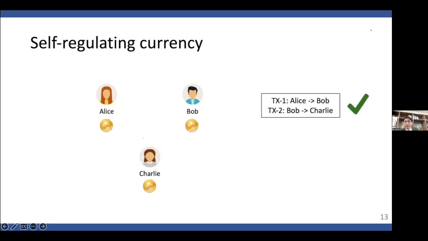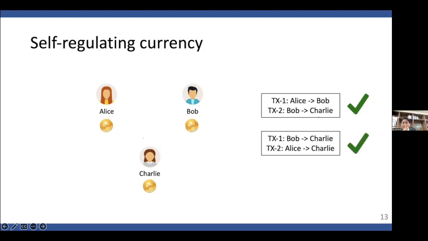So let's see, there are some transactions, the movement of money from Alice to Bob, Bob to Charlie. If these two transactions are made in this order or even at the same time, it's okay. And maybe Bob wants to send this to Charlie, and Alice may want to send her coin to Charlie, and that is also right. It is acceptable.